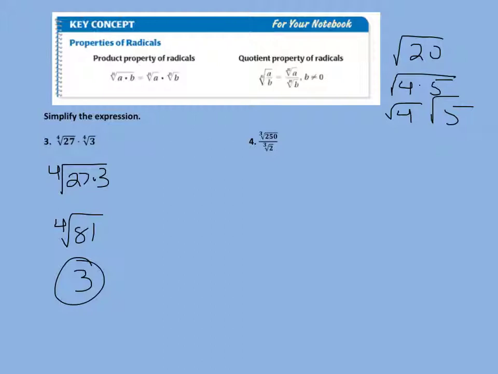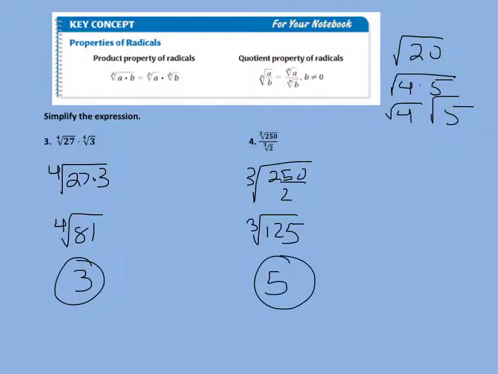So go ahead and press pause. Try to do this next one with the steps shown. Okay, so hopefully you did. And what would you get here? Cube root of 250 divided by 2. Cube root of 125. Well, 5. Okay.